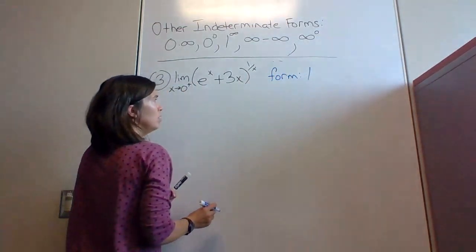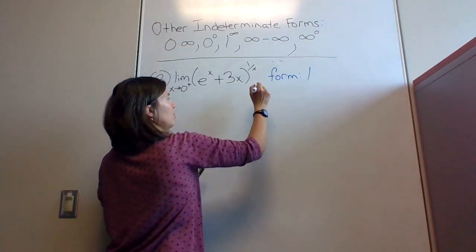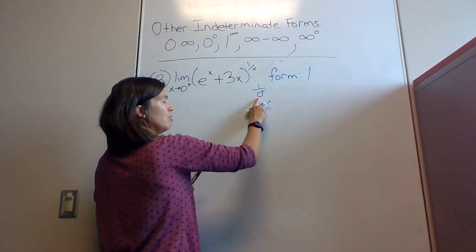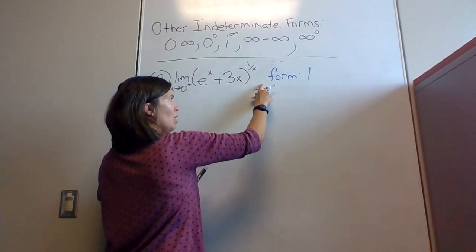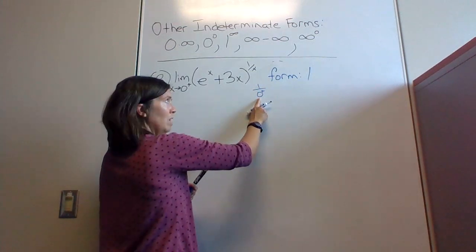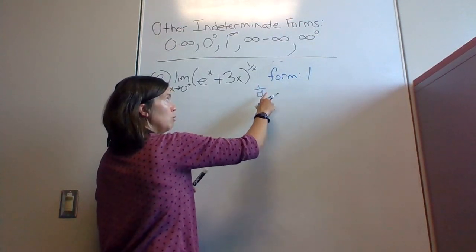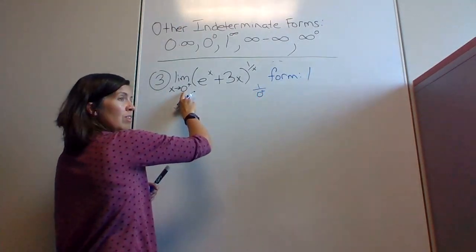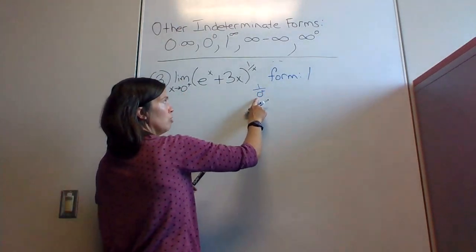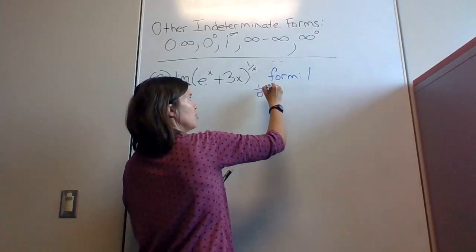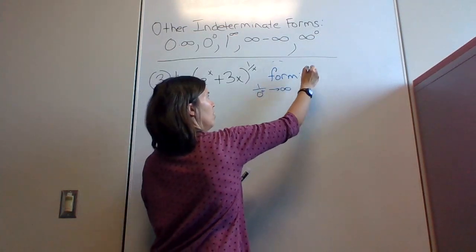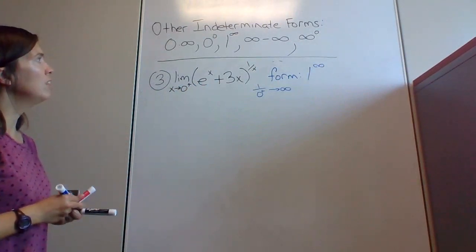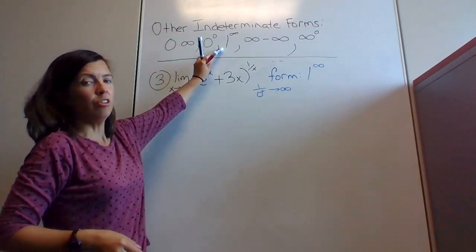approaches 1. The exponent, 1 over x, has a denominator approaching 0 through positive numbers. Anytime you have a non-zero number over 0, you can determine the overall sign, which we can here. 1 is definitely positive, and we're approaching 0 through positive numbers, so the overall sign is always positive. Then this exponent is approaching infinity. So we're looking at 1 to the infinity, which is an indeterminate form.